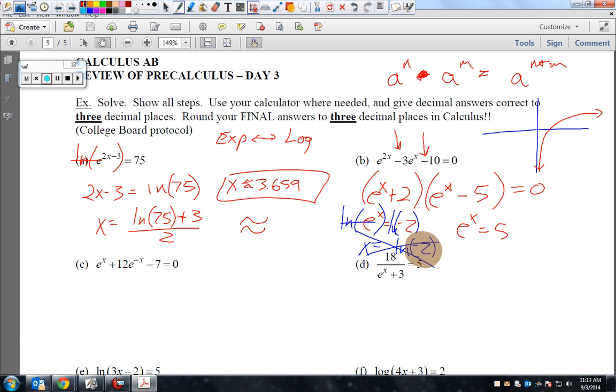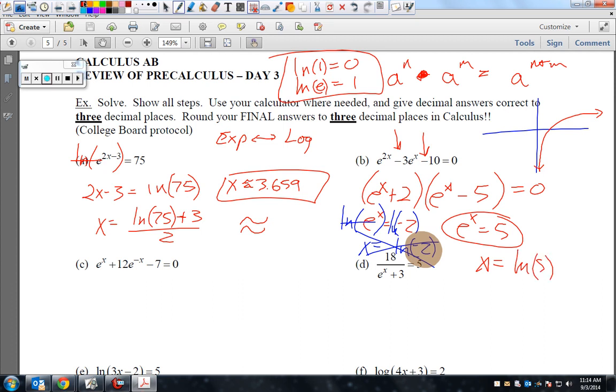Just out of curiosity, what's the natural log of 1? 0, yes. The natural log of 1 is 0. What's the natural log of e? 1. Good to remember. Again, what is the natural log of 0? Does not exist. Undefined. Alright. Now, what's the answer for this x? Or natural log of 5. Yep, you're right with the 1.6, whatever you said. Okay? Let's go now to C.